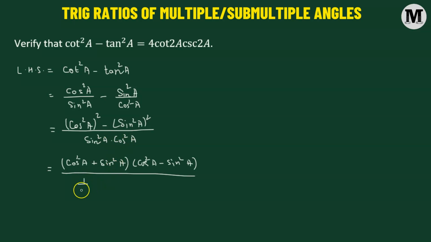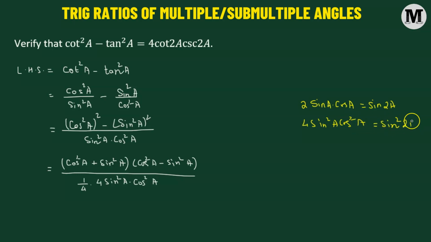This will be divided by sine squared a times cosine squared a, but we're going to rewrite it as 1 over 4 times 4 multiplied to sine squared a times cosine squared a. The reason why we are multiplying and dividing by 4 is that we have a standard formula. Whenever we have sine of the angle a times cosine of the angle a with a factor 2 multiplied to it, that corresponds to sine of the angle 2a. If we square both sides, 4 times sine squared a times cosine squared a equals sine squared 2a. Now we had the 4 factor missing there, so that's why we multiplied and divided by 4.